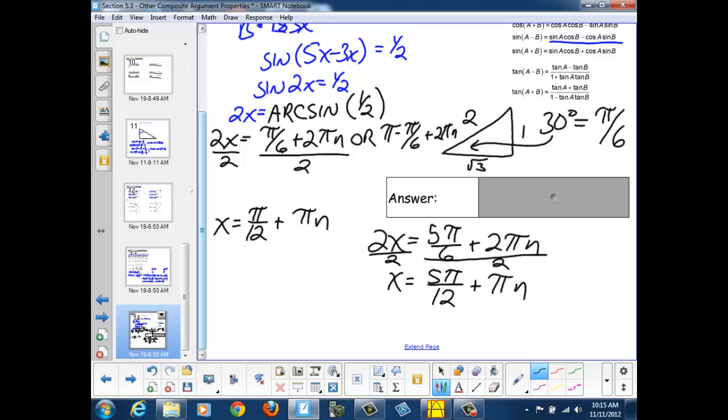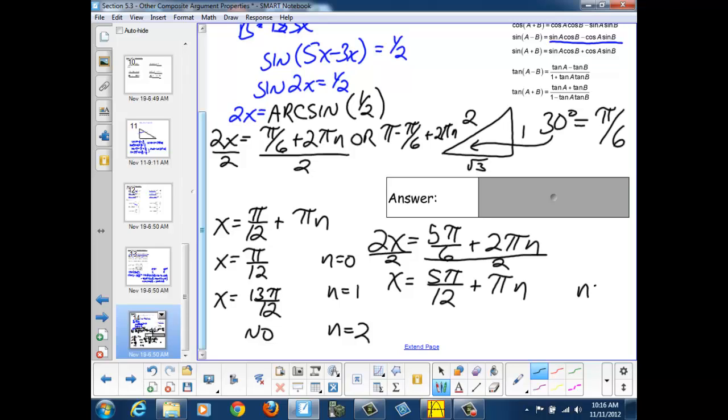So over here, back on the left, I have x equals pi over 12 plus pi n. And if I let n equal 0, I get x equals pi over 12, which is between 0 and 2 pi. If I let n equal 1, then I'm adding pi, so x becomes 13 pi over 12, which is also between 0 and 2 pi. If I add another pi, I go beyond my range, so no solution there.